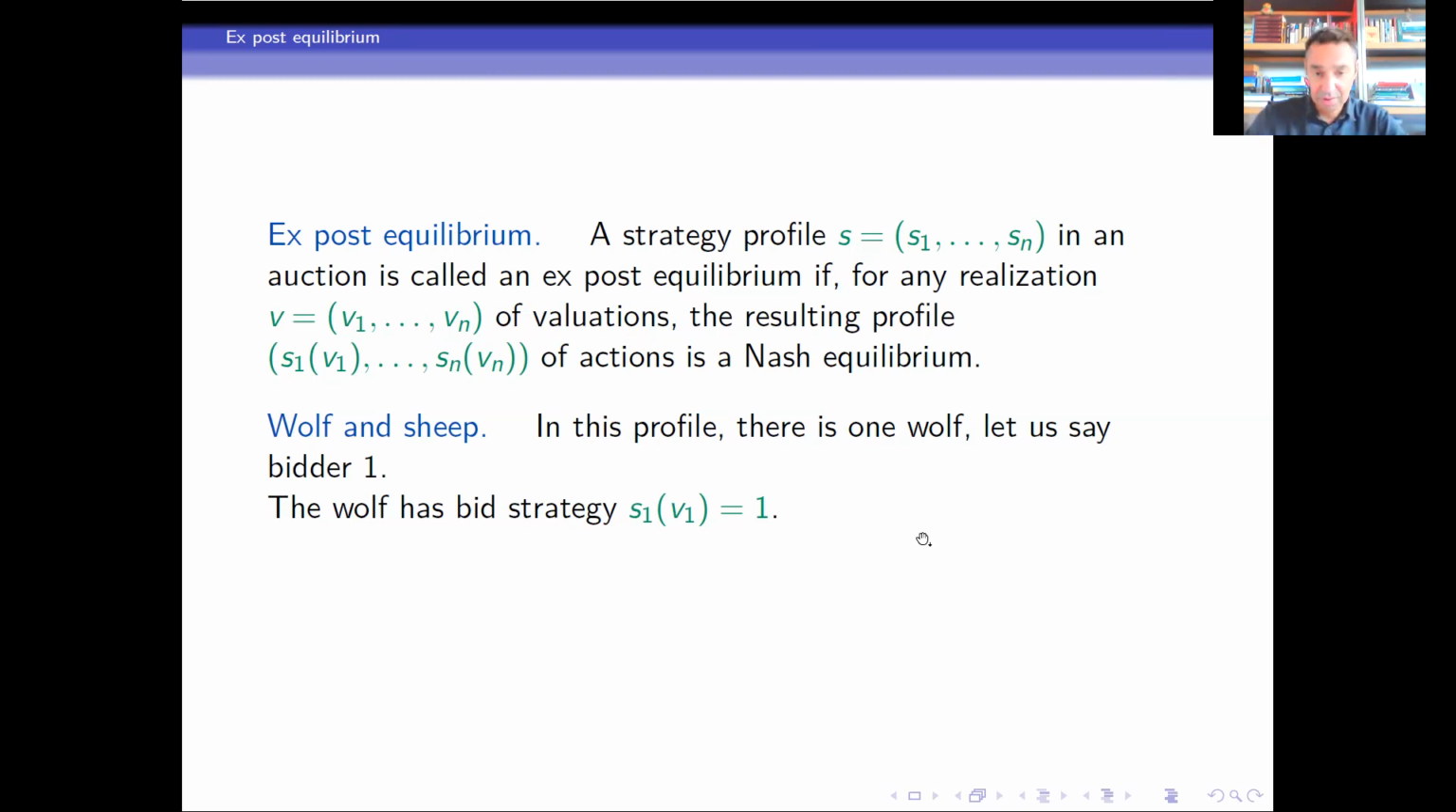You could actually draw that. So if here you plot valuations and here you plot bids, then truth telling of course would look like this.